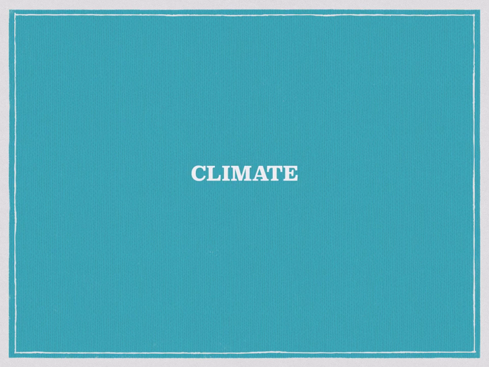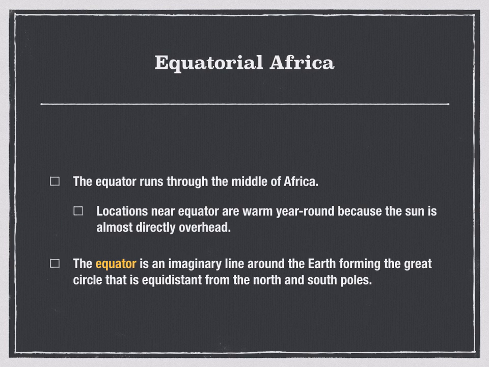Climate. Equatorial Africa. The equator runs through the middle of Africa. Remember that locations near the equator are warm year-round because the sun is almost directly overhead. And our classic definition of the equator is that it is an imaginary line around the Earth forming the great circle that is equidistant from the north and south poles.